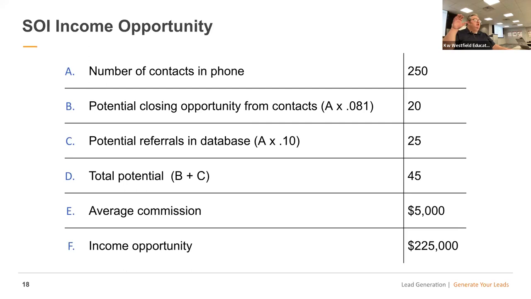Who's not really on Facebook? They're more on Instagram. Okay. So that's another potential database. Here's a little thing. I'm going to talk about this SOI income opportunity in just a second. But as we approach the end of the year, there are people you want to connect with, but you don't want to make it weird. What can I do to connect with these people and not make it weird?